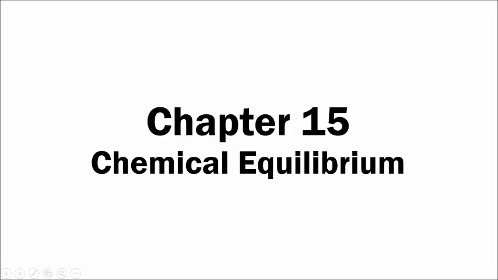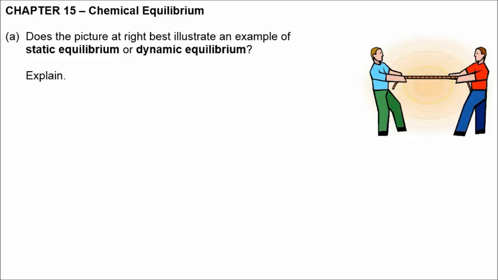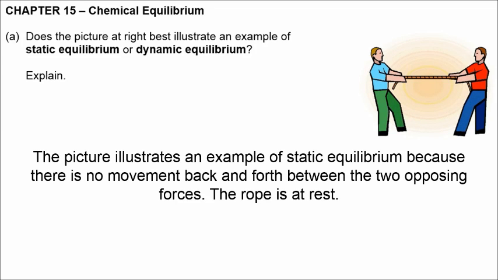These are the answers to the Chapter 15 packet, Chemical Equilibrium. This picture is not an example of dynamic equilibrium. This picture is an example of static equilibrium because there is no movement back and forth between the two opposing forces. The rope is at rest.